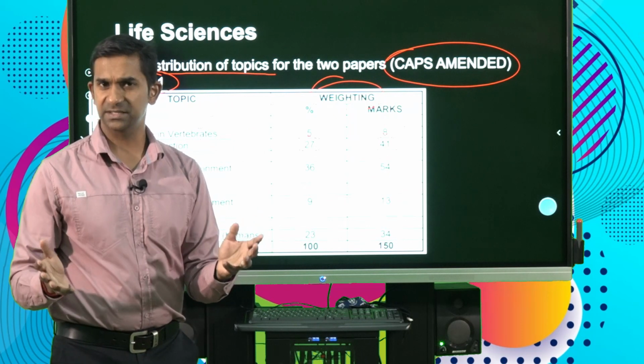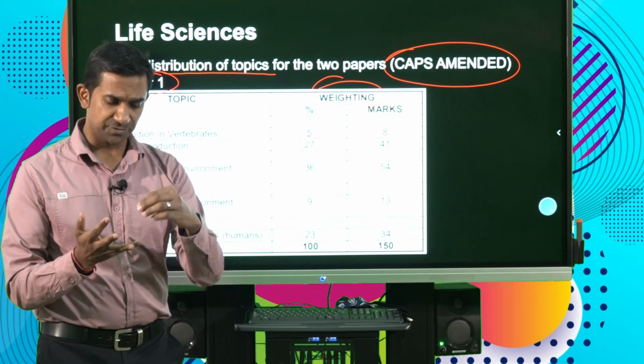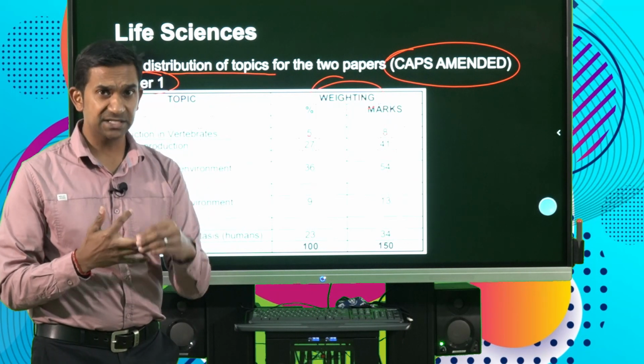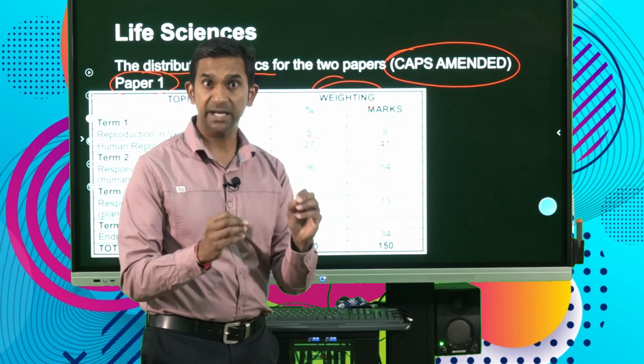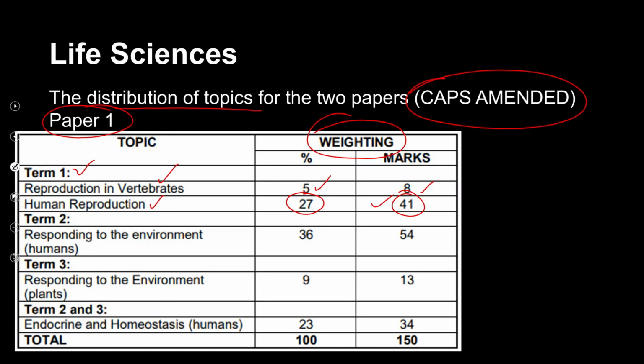What does this mean, guys? It means that you've got to really know your content, from the parts of the male and female reproductive systems to the hormones involved to the menstrual cycle. Those are fundamental to being able to access a maximum of 41 marks. So it means that a lot of effort is required in preparing on that topic.